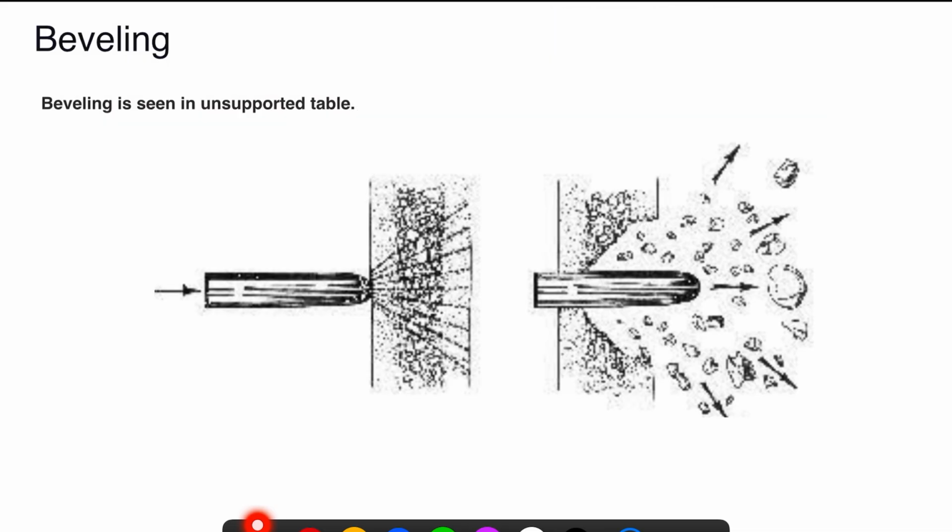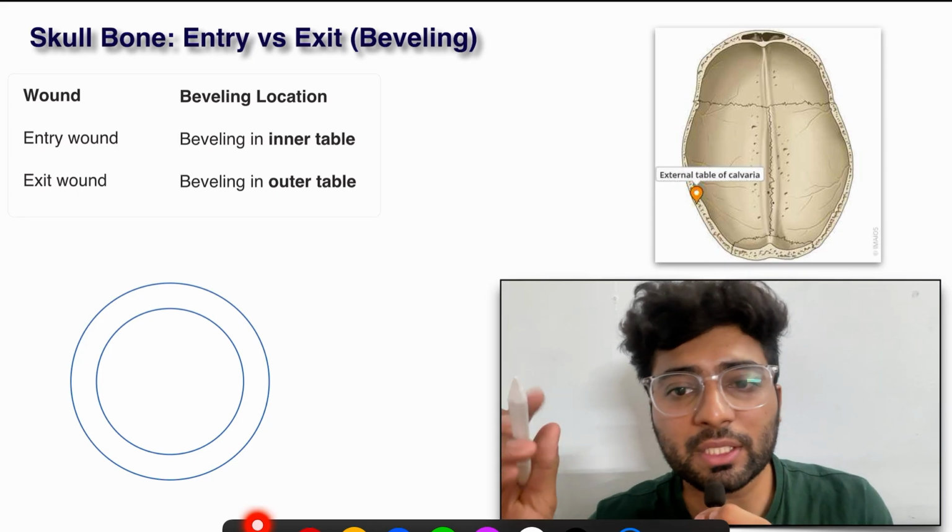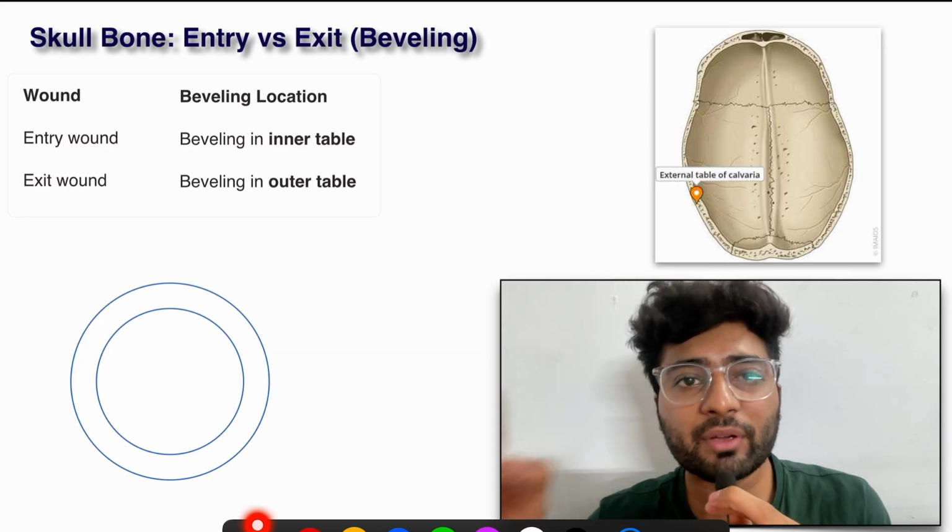Now what is beveling? Let's say this is a wall. Whenever the bullet strikes here, the layer which is not supported, this is layer 1 and this is layer 2. Layer 1 is supported by layer 2, so layer 1 does not bevel, but layer 2 is not supported ahead by anything, right? So this layer 2 will break or bevel. This is beveling. So this beveling is seen in an unsupported table or that layer which is not supported. So in skull bone we have entry versus exit beveling.